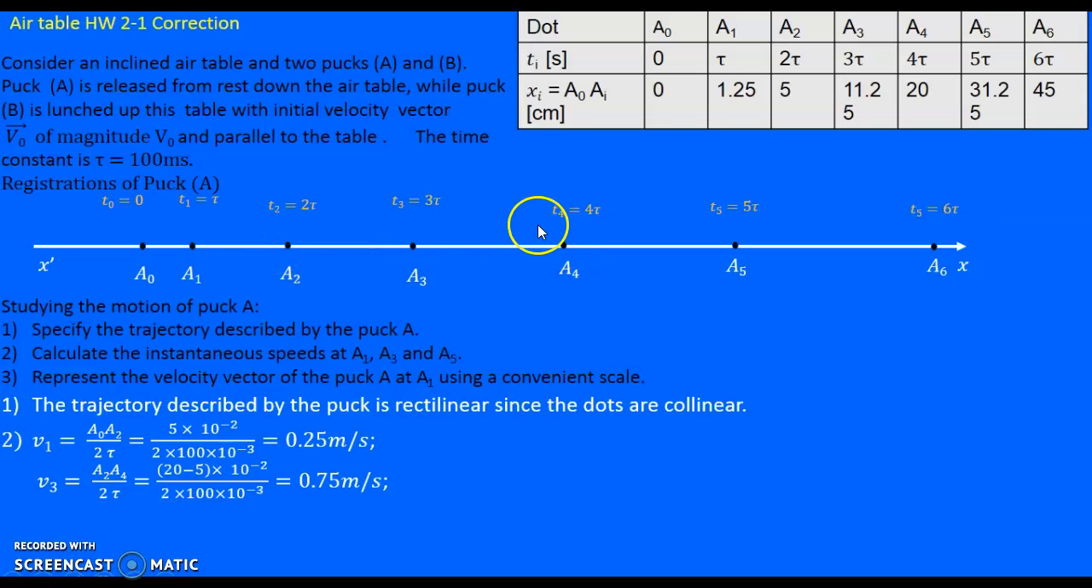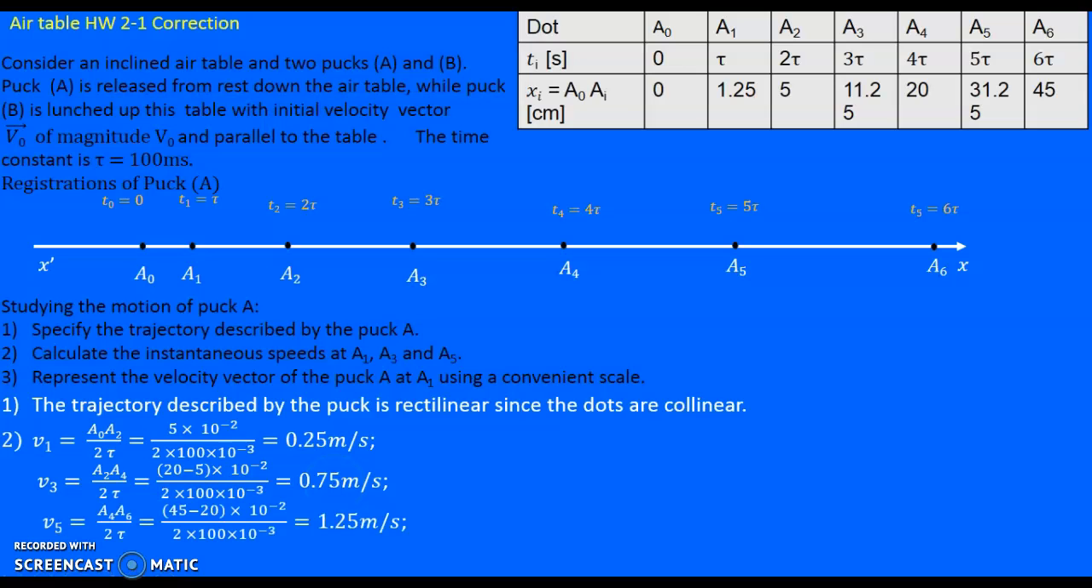V3 is, we'll consider the position before and after. So the distance from A2 to A4 over 2 tau. A2A4 is actually equal to A0A4 minus A0A2. So we get the distance A2A4. That's why we wrote 20 minus 5 times 10 power minus 2 over 2 times 100 times 10 power minus 3 is equal to 0.75 meter per second.